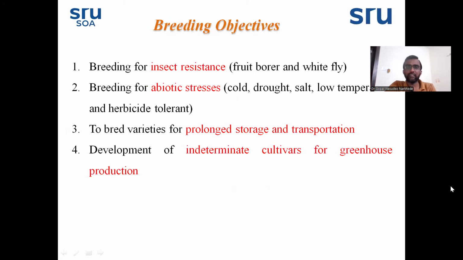Then breeding for insect resistance, that is fruit borer and whitefly. Whitefly is responsible for viral disease. Then breeding for abiotic stresses, that is cold tolerance, drought resistance, salt, low temperature. As we have seen, some wild germplasms are resistant to drought and salt, so we can use that germplasm. Then prolonged storage and transportation and development of indeterminate cultivars for greenhouse production.